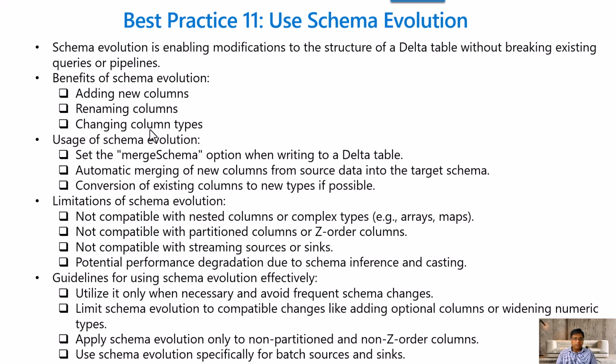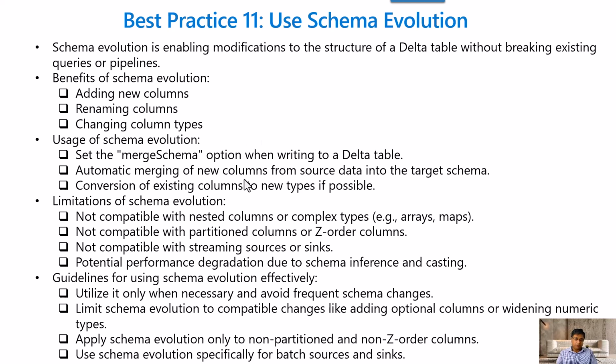So when you set the merge schema option in the Delta table, and I think I have already shown you this option, it helps you to create a schema evolution, because your new schema will be merged with the existing one. You can also automate the merging of a new column from the source data to the target schema. So if, suppose, in the source schema you have added 3 columns, now you want to make sure that the target table also has these 3 extra columns. Or you can also convert the existing columns to the new types. So this helps you to achieve the schema evolution.